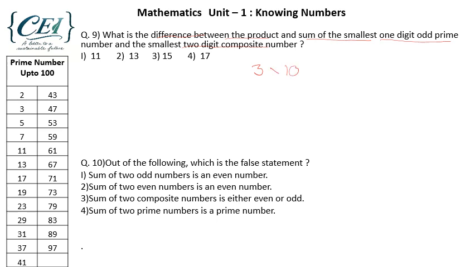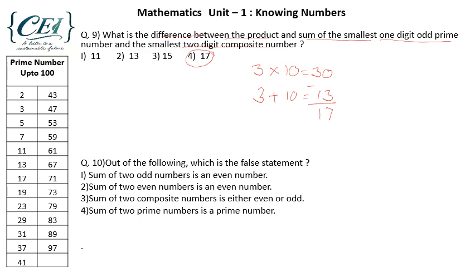So what is the product of these two numbers? It is 30. And what is the sum? 3 plus 10. The sum is 13. So what is the difference? The difference is 17. So 17 is the answer.